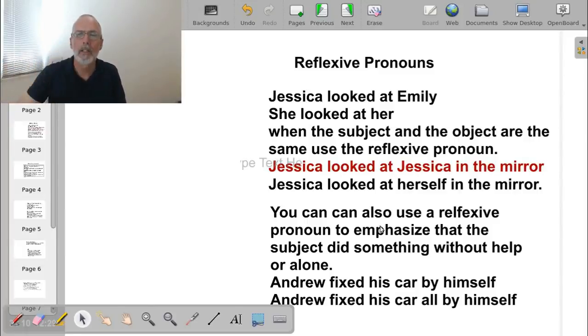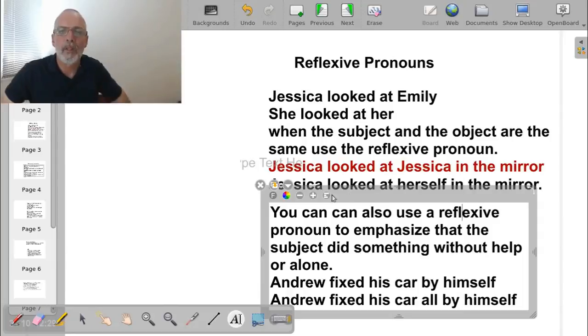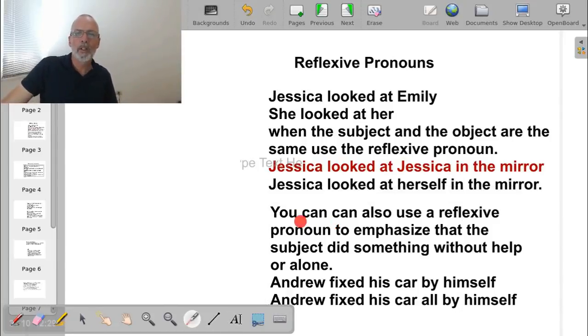Another use of the reflexive pronoun is to emphasize. Here we have another note. Actually, here I've made another spelling mistake. Very annoying. Those two are the wrong way round. You can also use a reflexive pronoun to emphasize that the subject did something without help or alone.